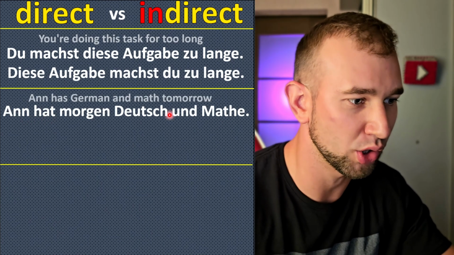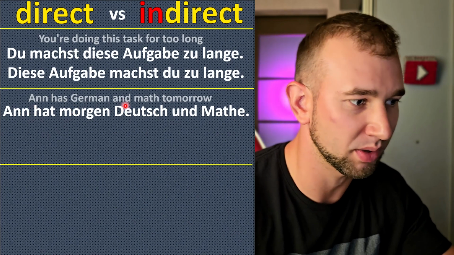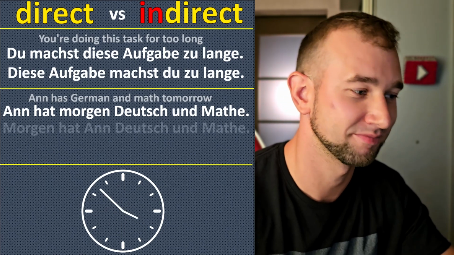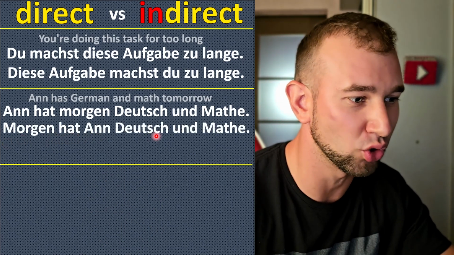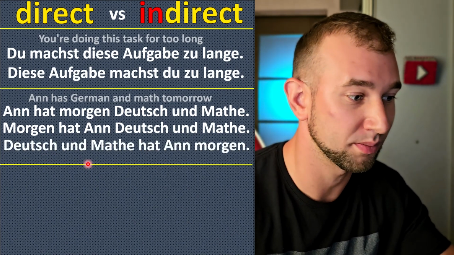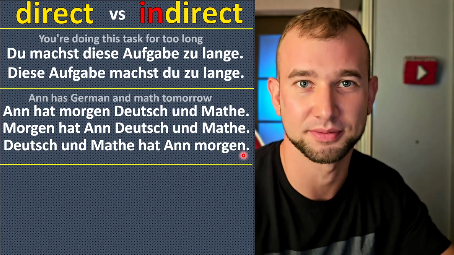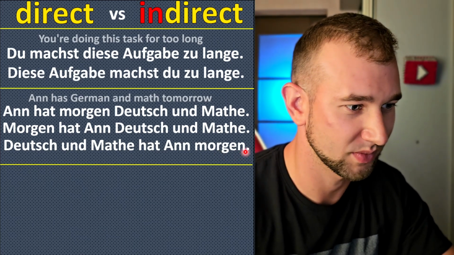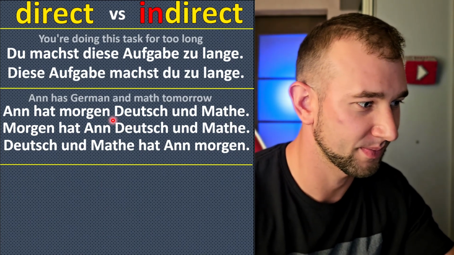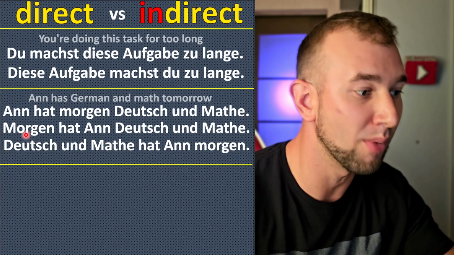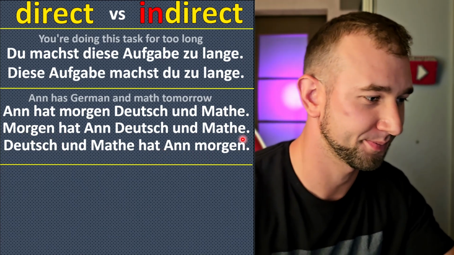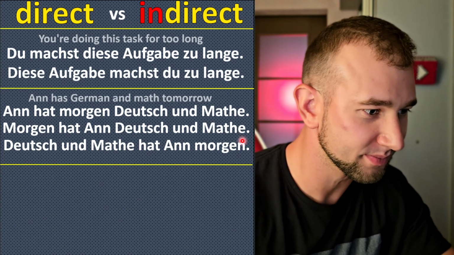Ann hat morgen Deutsch und Mathe. Ann has German and math tomorrow. Your answer is: Morgen hat Ann Deutsch und Mathe. But it can also be Deutsch und Mathe hat Ann morgen. So you can make up 3 different sentences. Ann hat morgen Deutsch und Mathe. Morgen hat Ann Deutsch und Mathe. Deutsch und Mathe hat Ann morgen.